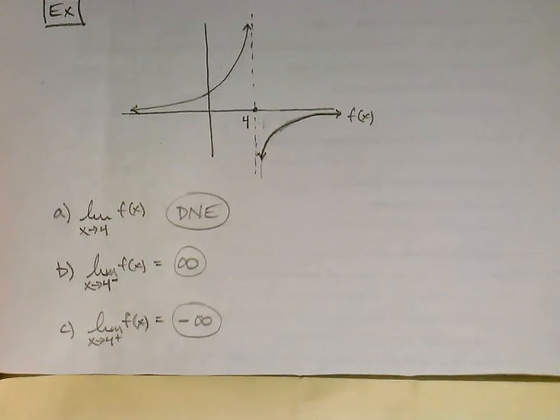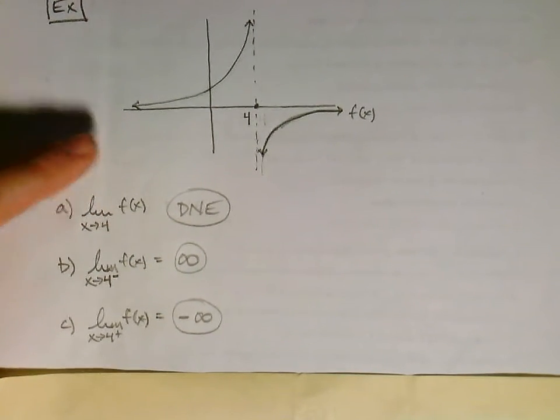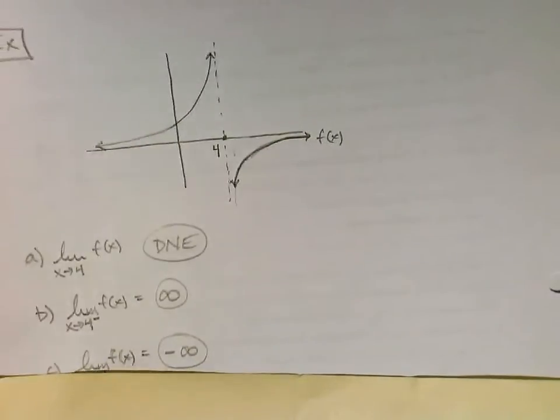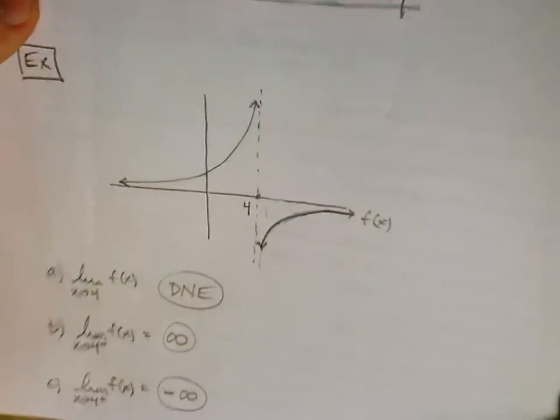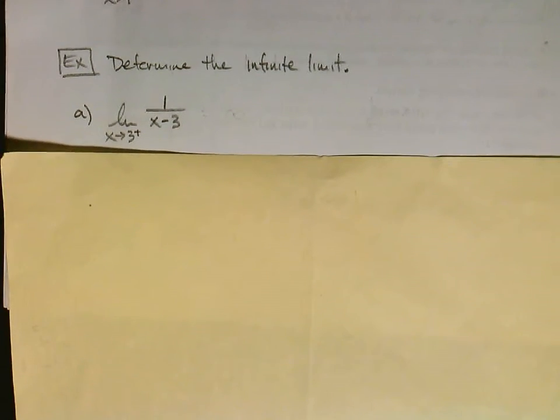Okay, let's do something a little bit harder. It's always more difficult when you don't have the graph, right? Definitely. Okay. Determine the infinite limit, and now we're given a function and no graph. All right. We've got the limit of 1 over x minus 3 as x approaches 3 from the right.